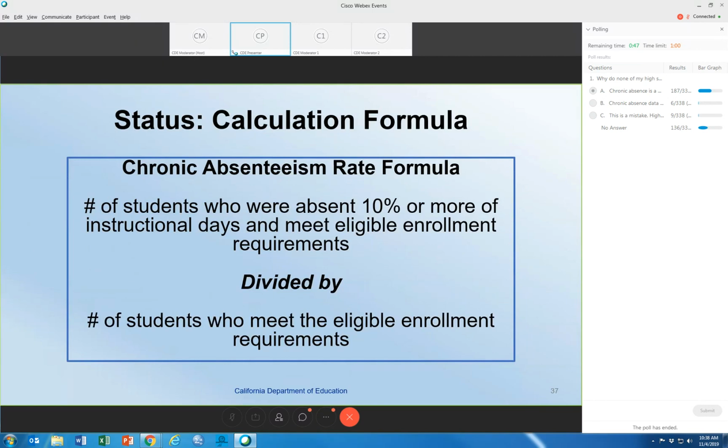In order to get our status, we are calculating the chronic absenteeism rate by including the number of students who are absent 10 or more % of instructional days and meet the eligible enrollment requirements. Remember, at least 31 instructional days enrolled and they've attended at least one day. And we're dividing that by the number of students who meet the eligible enrollment requirements. So only those who are in the denominator can be included in the numerator.